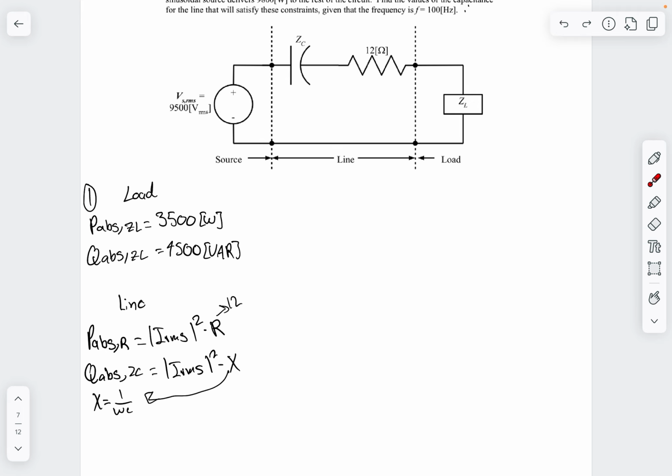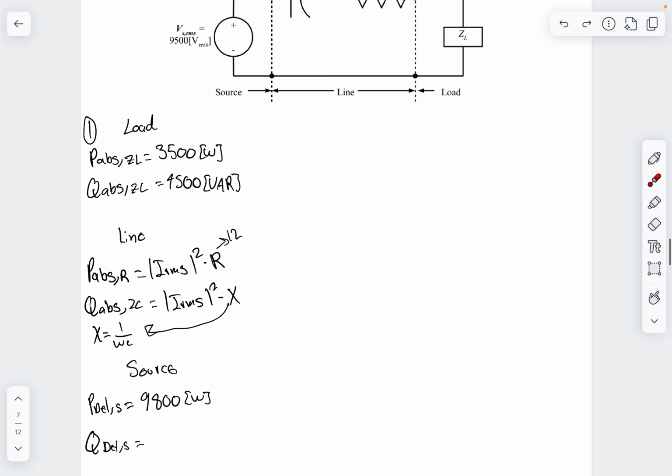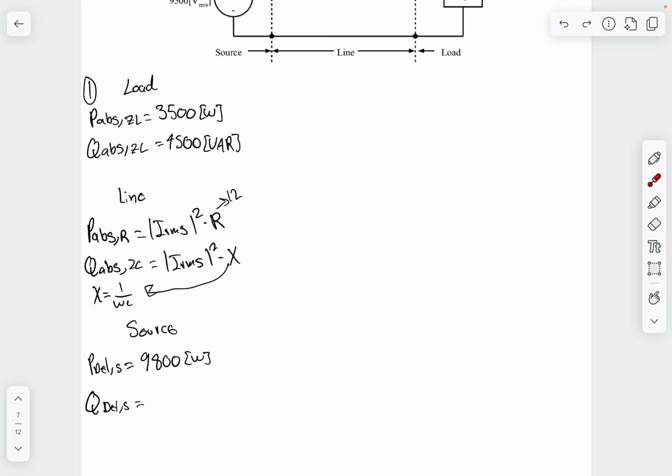All right, let's move towards the source. For the source, we are given that the power delivered is 9,800 watts, and that's for active power. We aren't given the reactive power, so we're just going to leave it blank for now. To start solving for X and eventually get to the capacitance of the capacitor, we must first find the current flowing through the circuit, and then find the power absorbed.